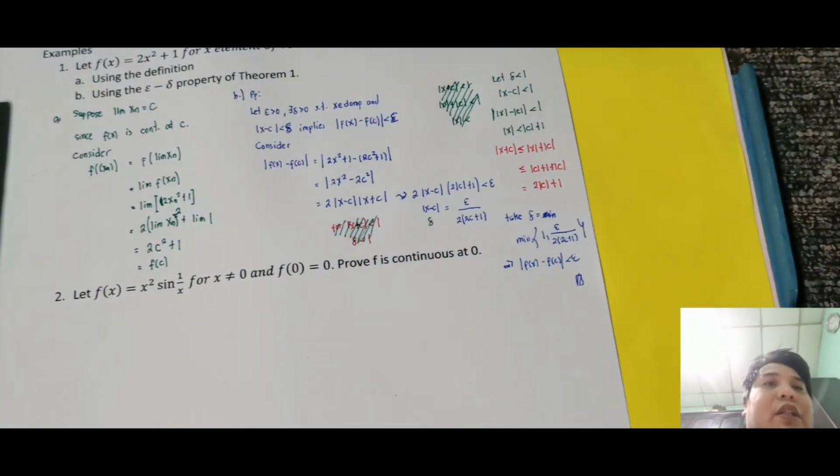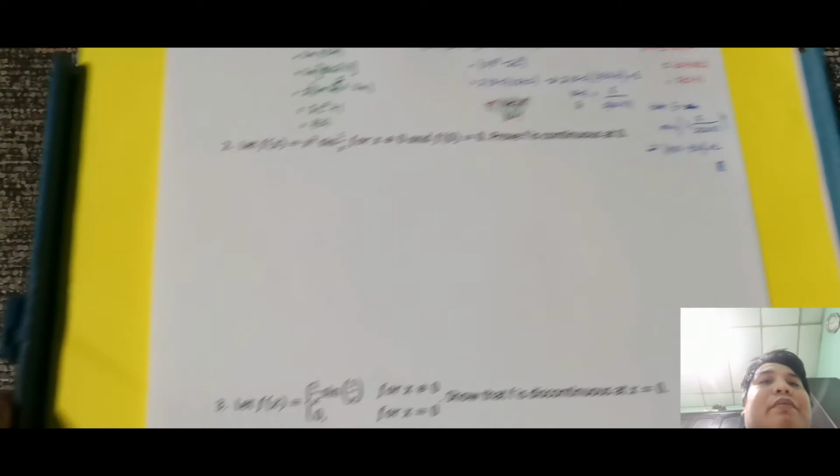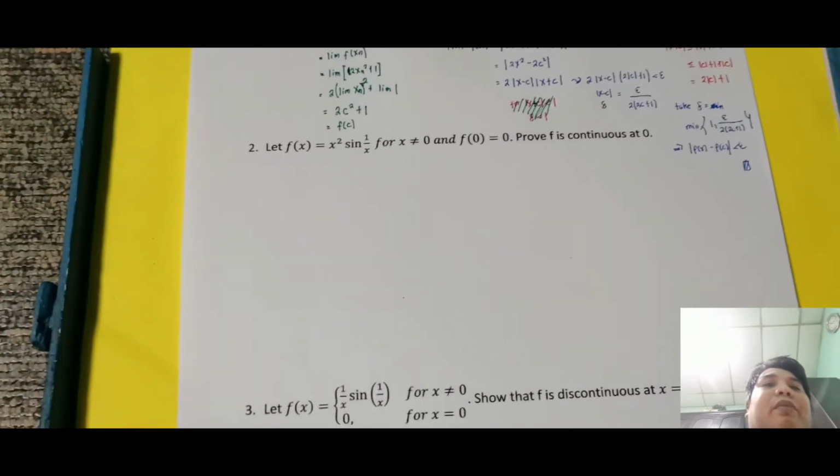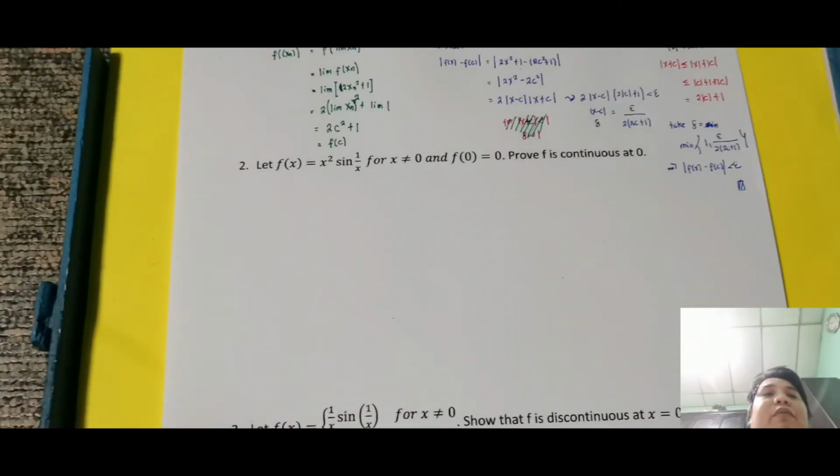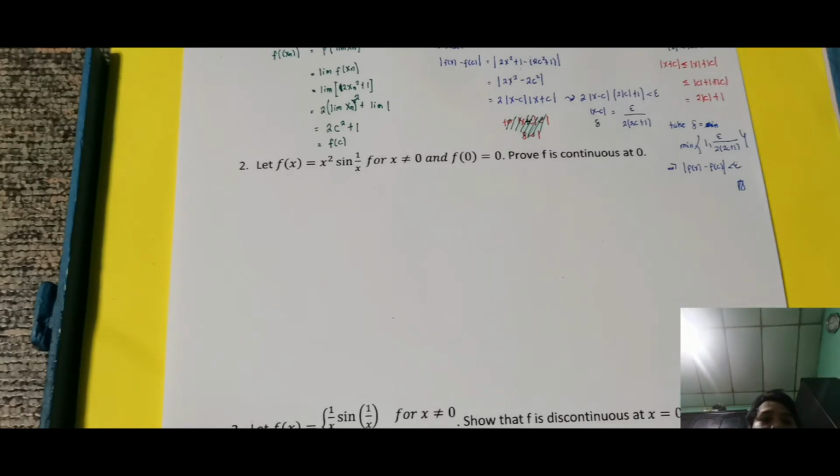Okay, so next, another example, check natin. Let f of x is equal to x squared sine 1 over x for x not equal to 0 and f of 0 is equal to 0. Prove f is continuous at 0. So, paano ba yung function na to?